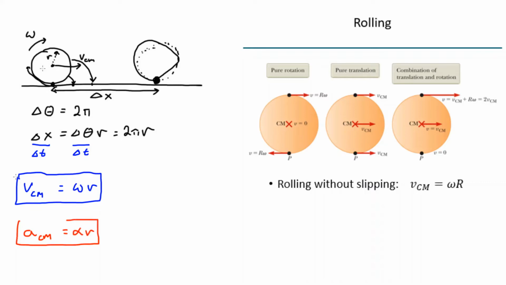So for a wheel rolling along the ground without slipping, I can use these two relationships. I can always say that the acceleration is equal to the angular acceleration times r, and the velocity is equal to the angular velocity times r. If the real wheel is slipping while it's rolling, these relationships are no longer necessarily true. I cannot use them in problem solving. I can only use these if the wheel is rolling, or any round object is rolling without slipping.